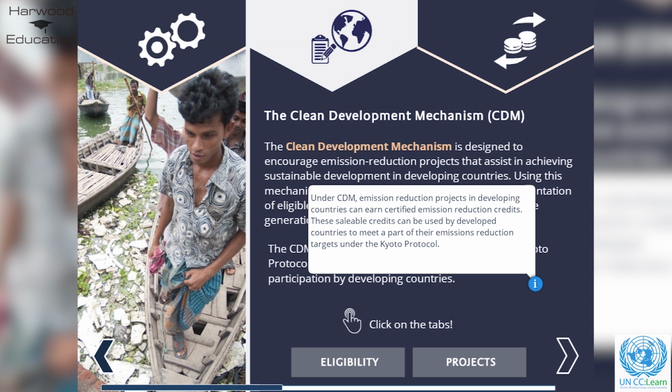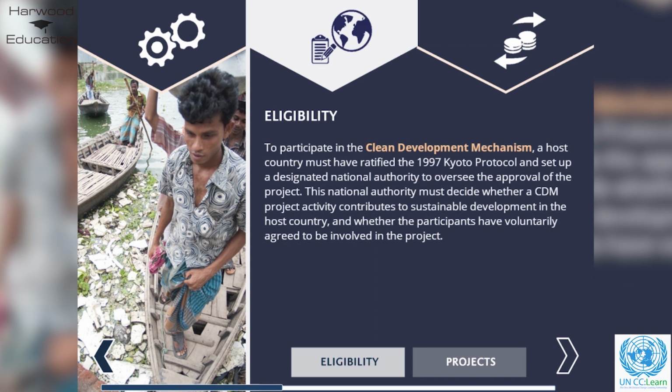Eligibility. To participate in the Clean Development Mechanism, a host country must have ratified the 1997 Kyoto Protocol and set up a designated national authority to oversee the approval of the project. This national authority must decide whether a CDM project activity contributes to sustainable development in the host country, and whether the participants have voluntarily agreed to be involved in the project.